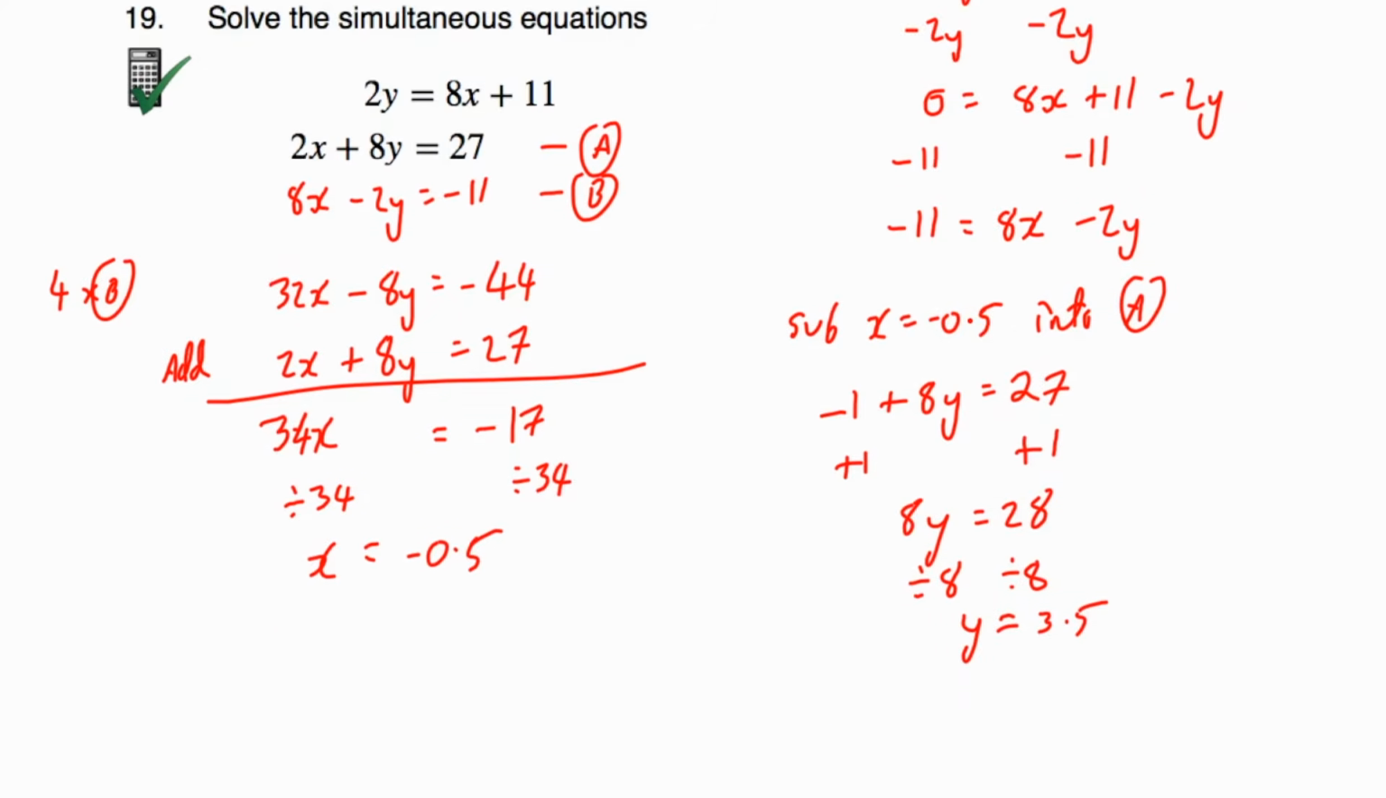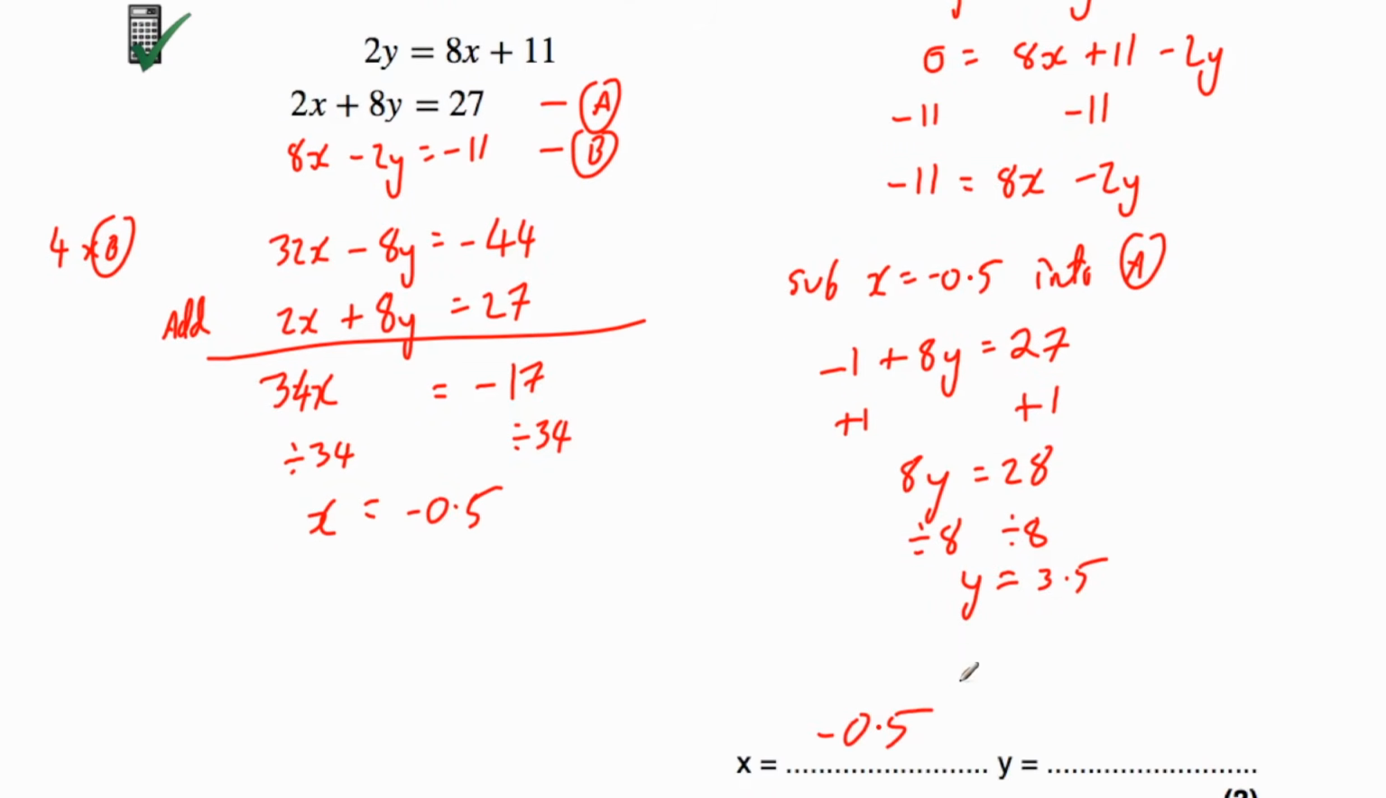So we know our answers now. We know that x is equal to minus 0.5 and y is equal to 3.5. Again, we can check our answers by substituting those into the equation we were given, either equation B or the one at the top. I'm going to use the one at the top. So 2 times y, 2 times 3.5 is 7, equals 8 times x, well, x is equal to minus 0.5, so 8 times minus 0.5 would be minus 4, plus 11. Minus 4 plus 11 is 7, so we get 7 equals 7, so we're correct. So our answers would be x equals minus 0.5 and y equals 3.5.